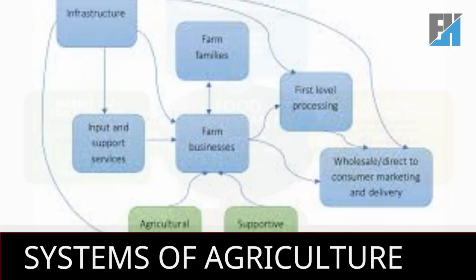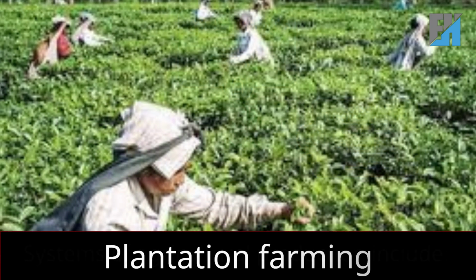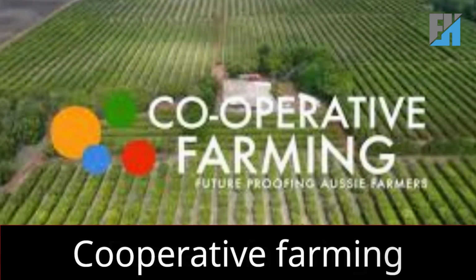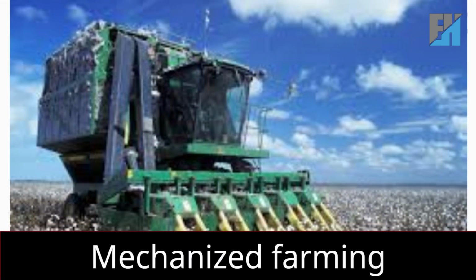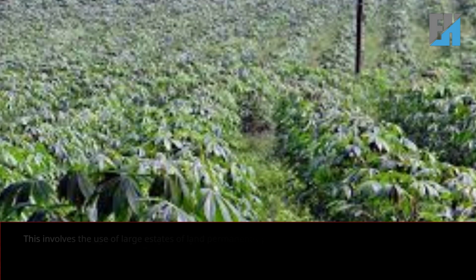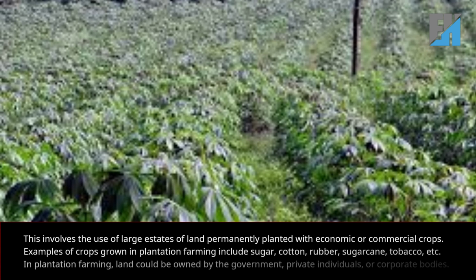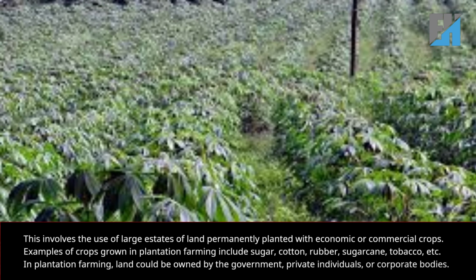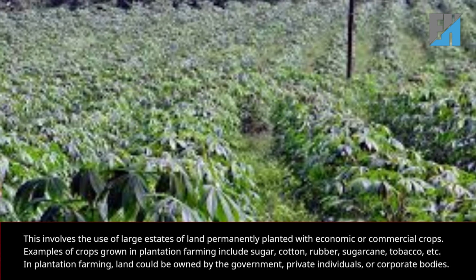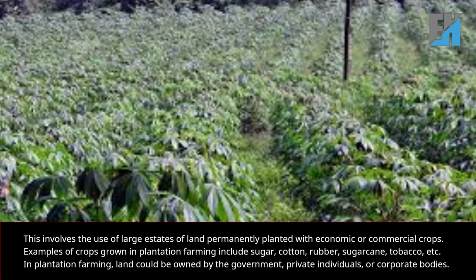Systems of agriculture. Systems of agricultural production include plantation farming, peasant farming, cooperative farming, and mechanized farming. Plantation farming involves the use of large estates of land permanently planted with economic or commercial crops. Examples of crops grown in plantation farming include sugar, cotton, rubber, sugarcane, tobacco, etc.